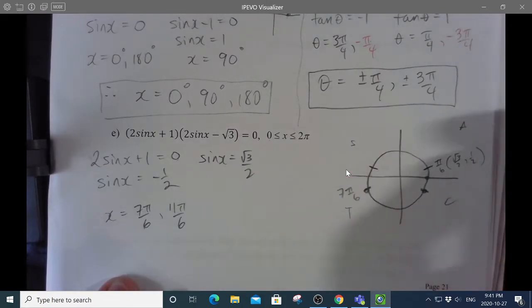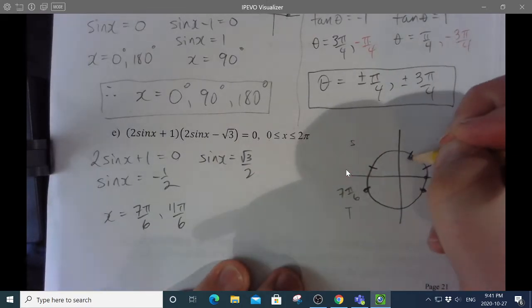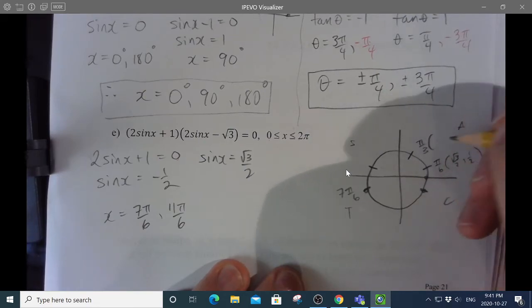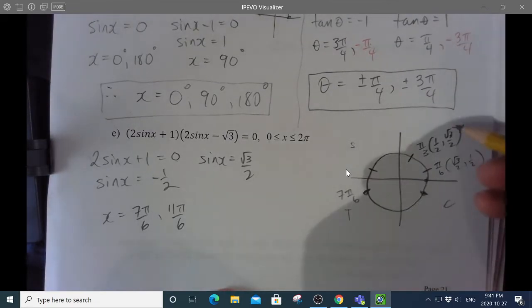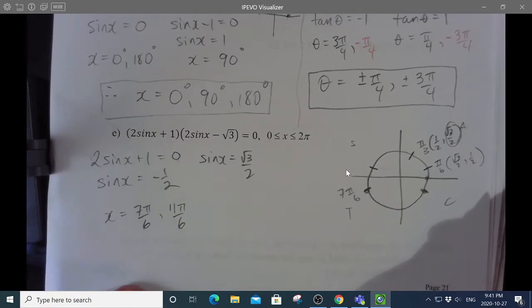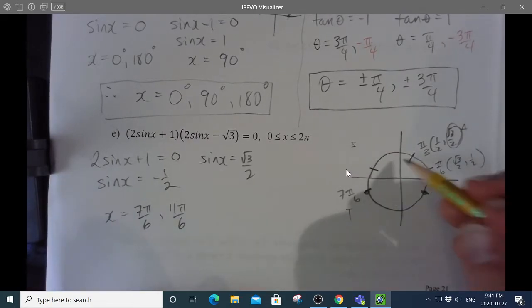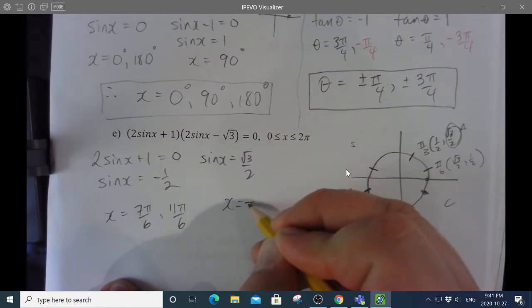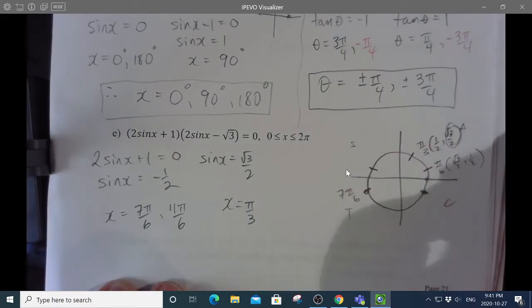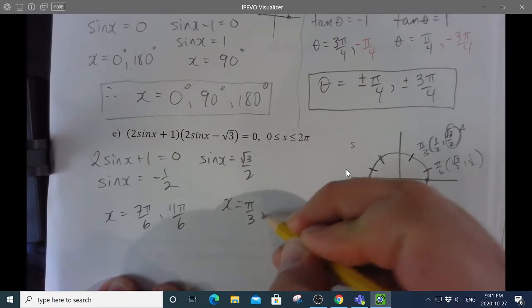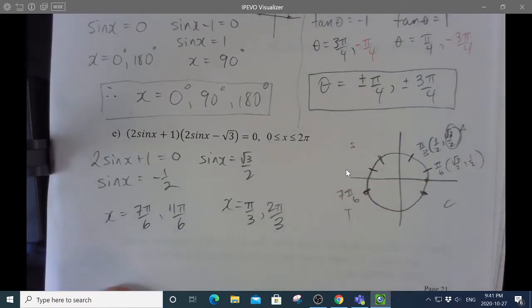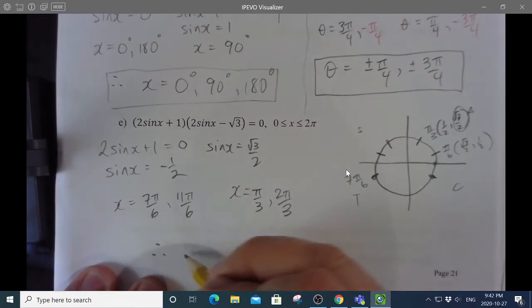Then over for root 3 over 2, sine is root 3 over 2 at the pi by 3 family. Sorry, I'm writing so small. So there's that answer, right? And that's going to happen in quadrant 1 at actual pi by 3. Where else is sine positive? Well, sine's positive here, so that would be at 2 pi by 3. And there we go. There's my answers.